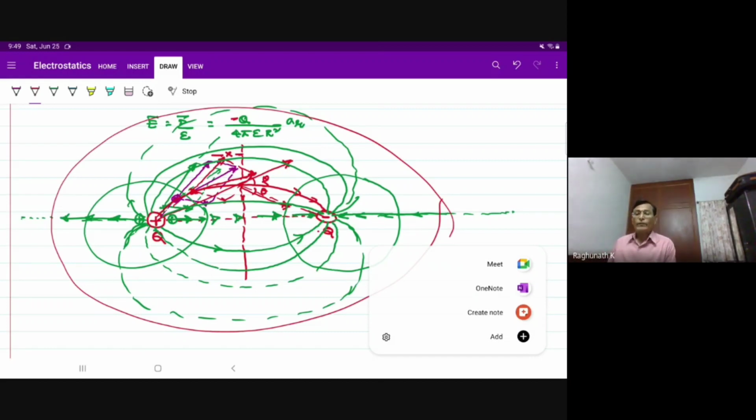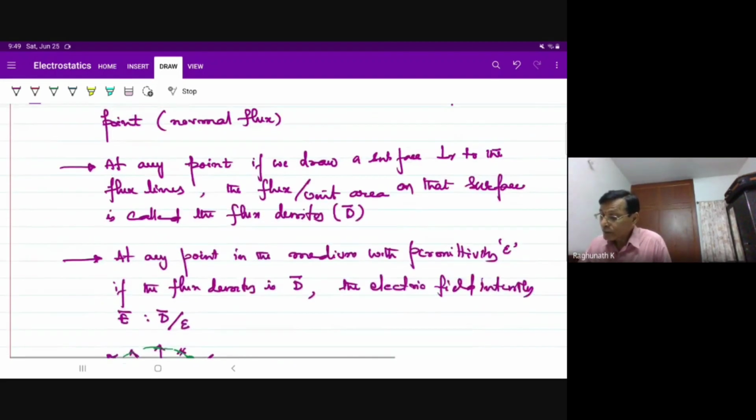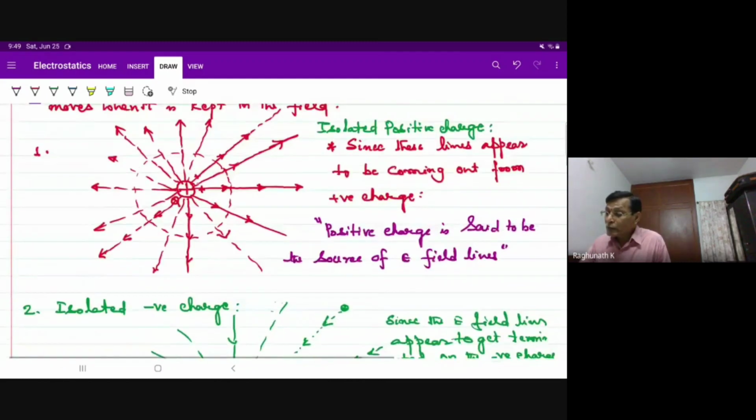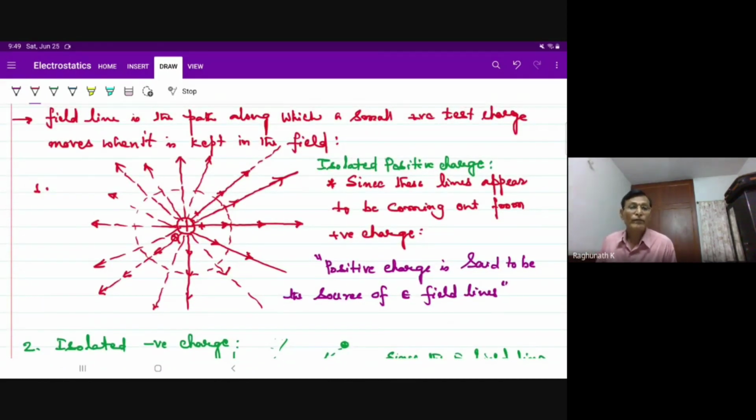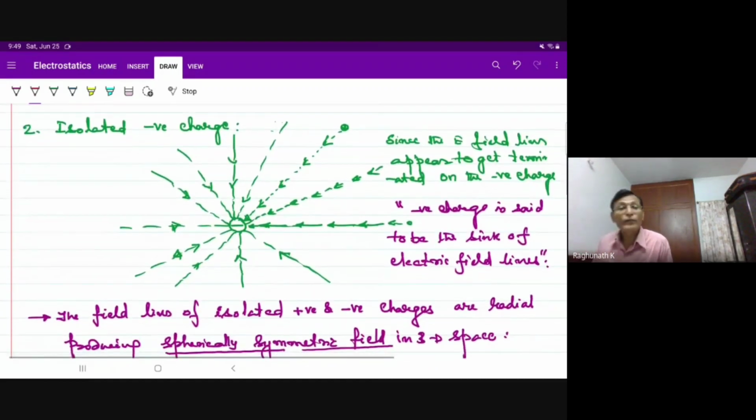I told you that if there is a positive charge of q coulombs, q flux lines are generated by it and sent into space. They go till infinity if there is only a positive test charge. If there is a negative charge, so many lines appear to come from infinity and get terminated on that charge. But the number of lines is fixed by the amount of charge.